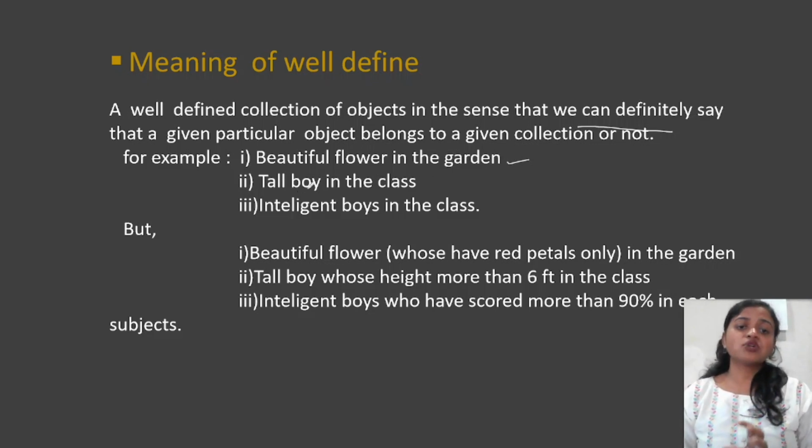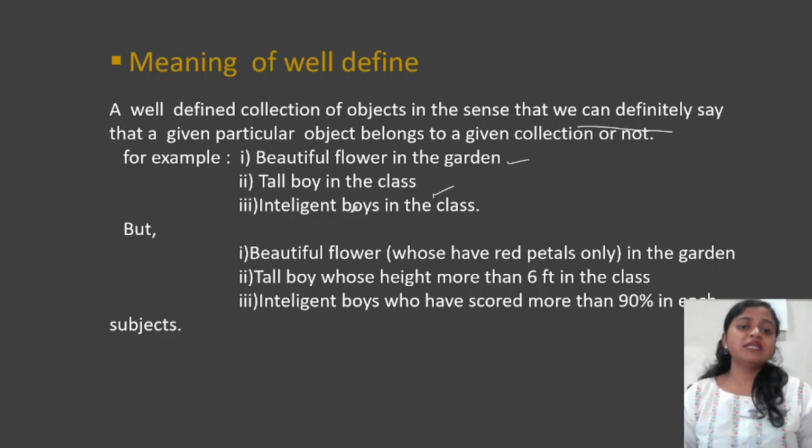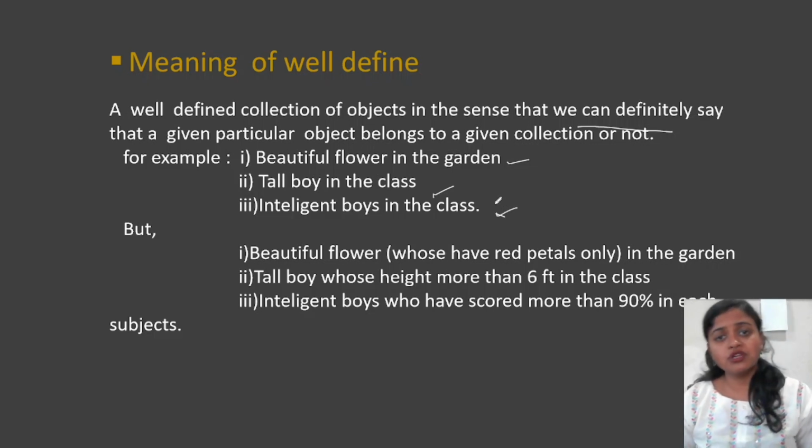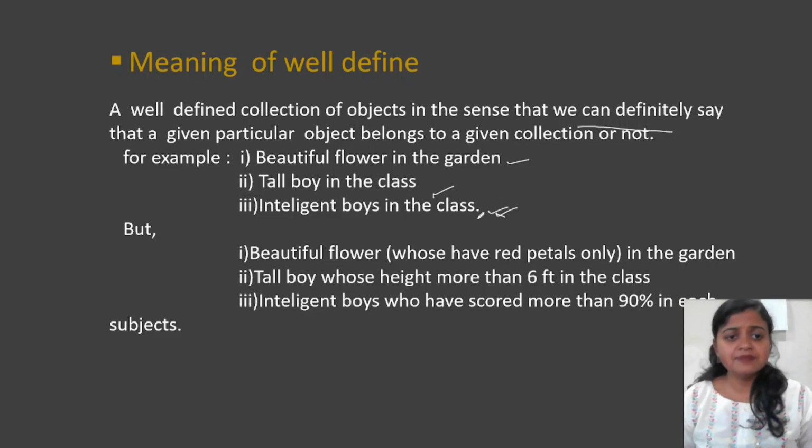Similarly, tall boy in the class. Which boy is a tall boy? We should say a boy who is more than 5 feet is called a tall boy. Okay, so this is not mentioned properly. Similarly, intelligent boy in the class. Which boy is called intelligent? The boy who has more than 80% in each subject, or the boy who has 90% in each subject? Who is called an intelligent boy? So this is also not particularly mentioned here.